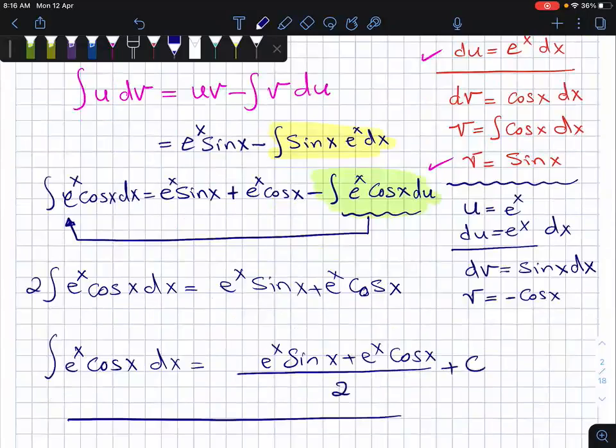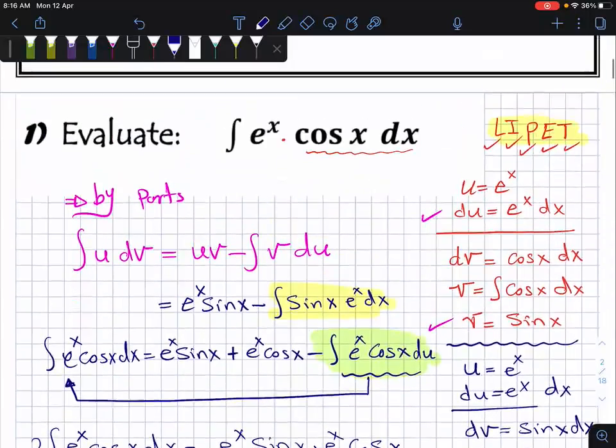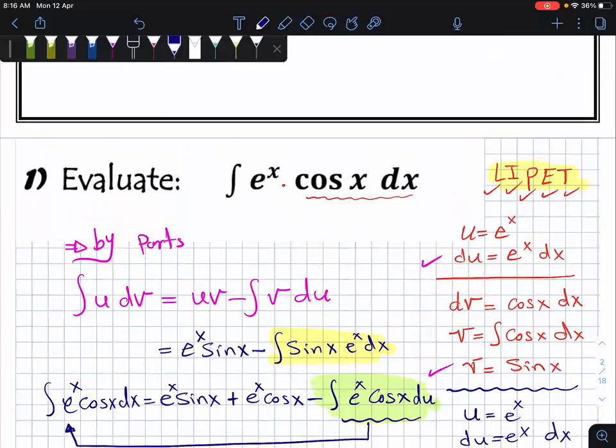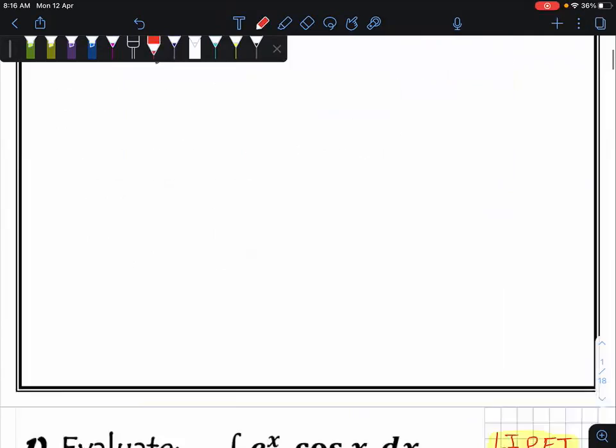This is the answer of this question, plus C. Guys, this kind of question is very, very important when we have e to the power of x cosine x. This is the first type.